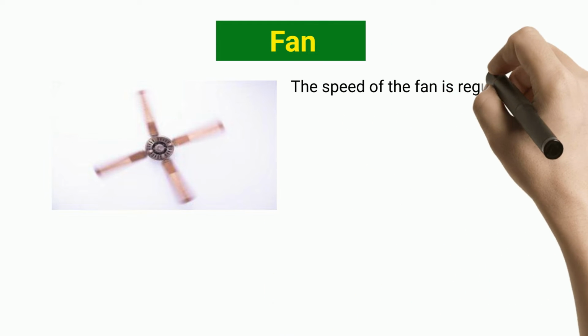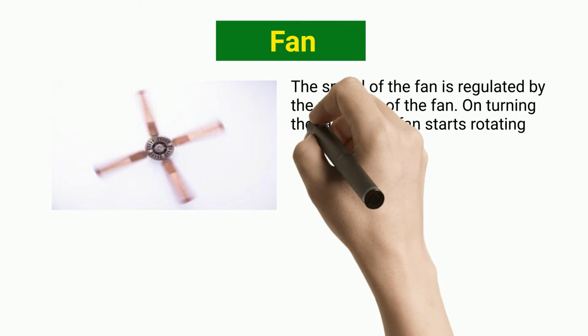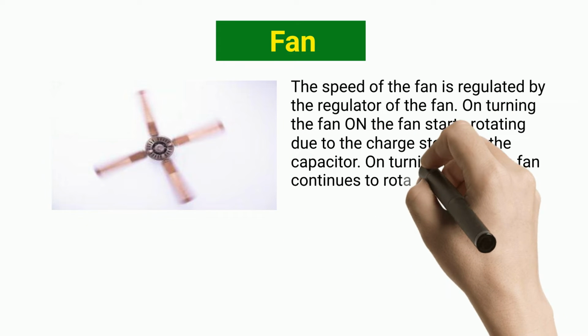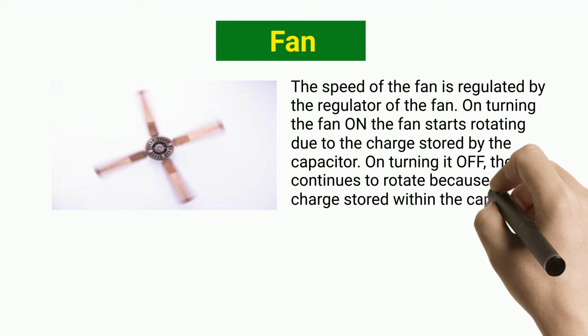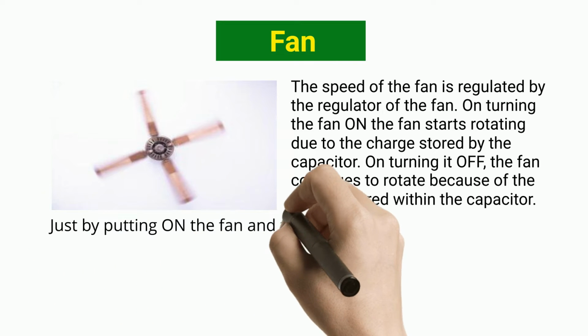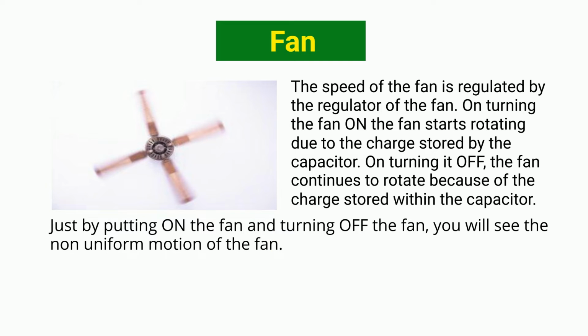Fan. The speed of the fan is regulated by the regulator of the fan. On turning the fan on, the fan starts rotating due to the charge stored by the capacitor. On turning it off, the fan continues to rotate because of the charge stored within the capacitor. Just by putting on the fan and turning off the fan, you will see the non-uniform motion of the fan.